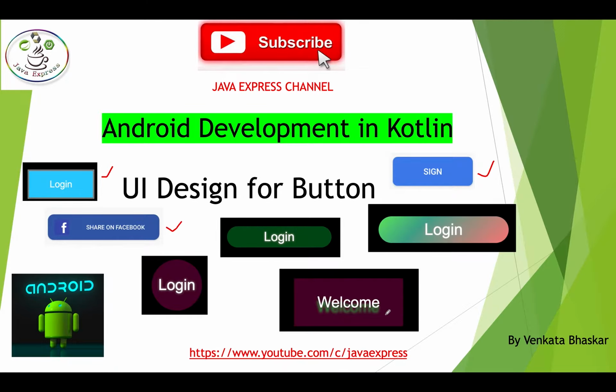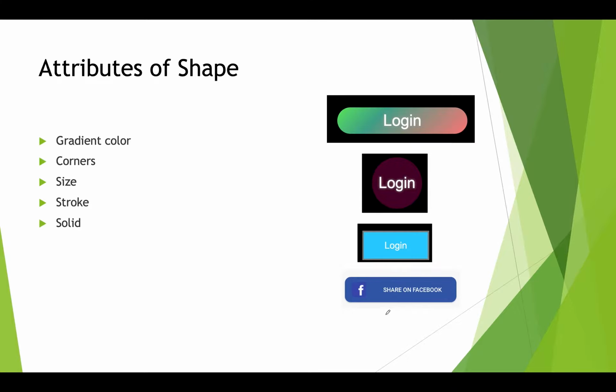Before going to practice, you need to understand a few attributes of the shape. If you have a gradient color, if you want to apply different colors for your button, then observe this login button. I have four types of colors. I have one green, here one more color, and this is a white color, and here one more. So four different types of colors. If you want to apply a mixed design, then you need to use the gradient color.